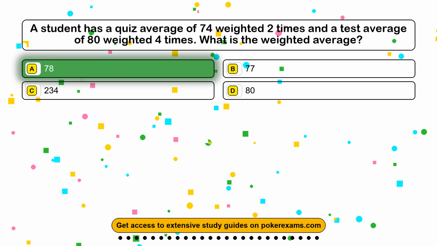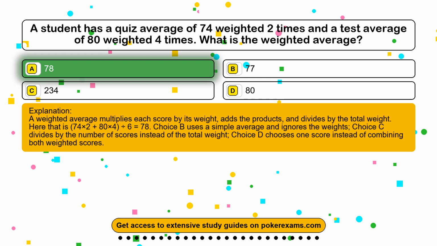The correct answer is option A, 78. A weighted average multiplies each score by its weight, adds the products, and divides by the total weight. Here that is, 74 times 2 plus 80 times 4, divided by 6 equals 78. Choice B uses a simple average and ignores the weights, choice C divides by the number of scores instead of the total weight, choice D chooses one score instead of combining both weighted scores.